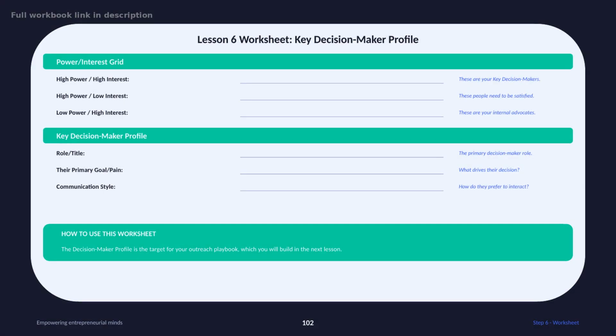Pause the video and open the Lesson 6 worksheet. Under Power/Interest Grid, write who falls in high power, high interest, your real key decision makers, and note who falls in high power, low interest, the people who need to be kept satisfied rather than sold to hard. Under Key Decision Maker Profile, write their role, their primary goal or pain, and their preferred communication style. Your own notes work fine if the printed pages aren't in front of you. This profile becomes the actual target for the outreach playbook you build in the next lesson.